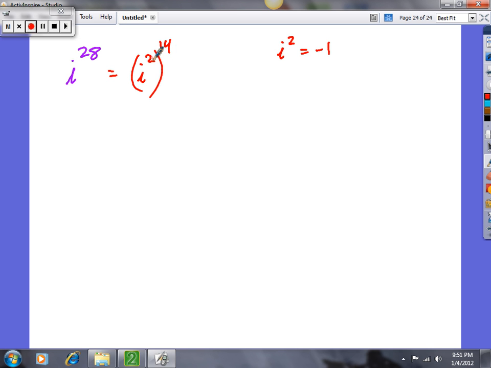I know that if you raise an exponent to another level, you multiply those two exponents, and I need to get 28. So 2 times 14 is 28, and I've got i squared, that's a negative 1, so negative 1 to the 14th power, negative 1 times itself 14 times, is going to end up a positive 1.